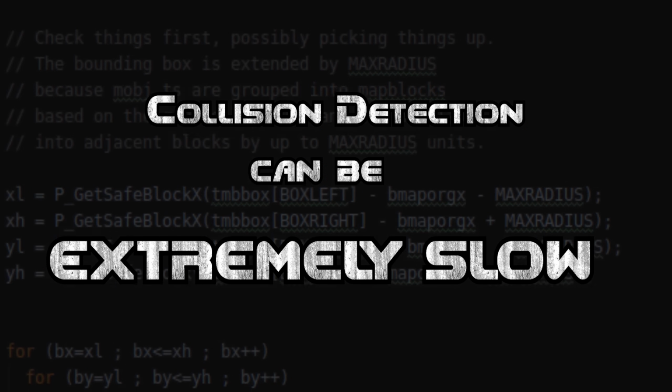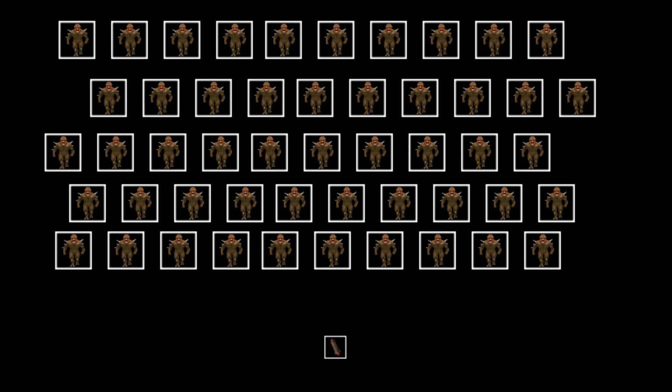Let's take a look at an example. We start in a room with 50 imps. We fire a rocket and pause. We can now move the game slowly, frame by frame. At each step of the calculation, the rocket must move forward a bit. But we also have to check if the rocket hits something. So we must compare the new coordinates of the rocket with the coordinates of the imps.